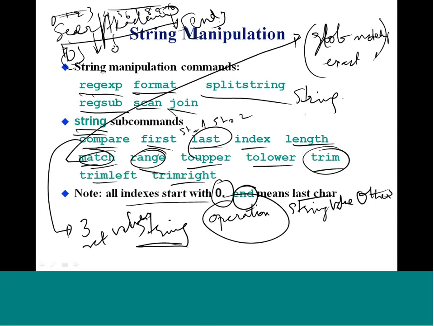Then we can also trim the string, which trims from both ends of the string. It also takes optional characters that it will trim, and by default the character is white space, so it trims the white space from both ends if there is any. Then trimleft and trimright do the same thing on either side. The toupper and tolower commands convert the string to uppercase or lowercase.